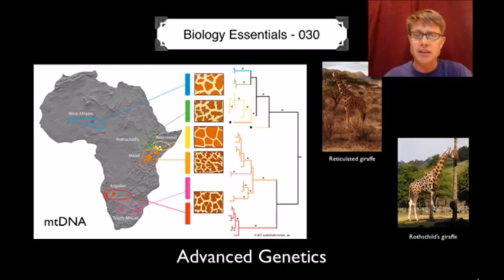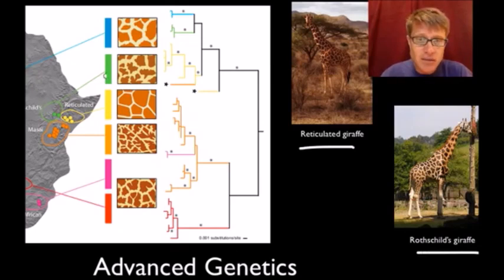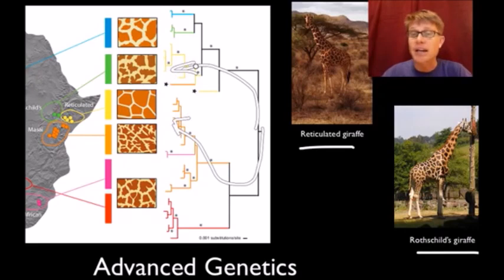I thought I'd start by tying together some of the things we've talked about this year already. This is a phylogenetic tree of giraffes in Africa, and two that I've pictured here are the reticulated giraffe and Rothschild's giraffe. What we find is that even though they look very similar, they actually lie on two different branches of the phylogenetic tree. And how do we know that? How do we know which giraffe is related to which giraffe?